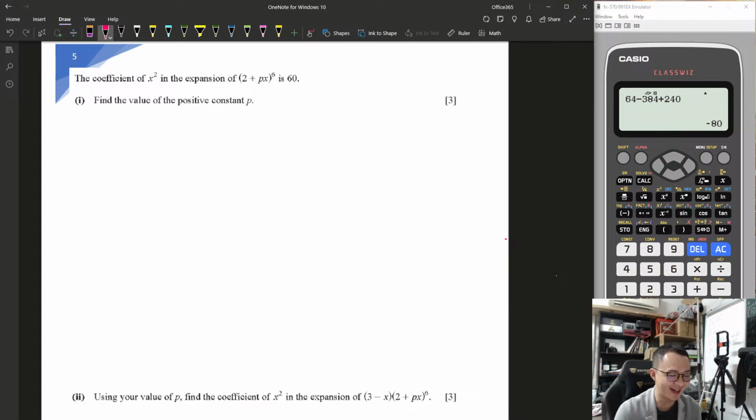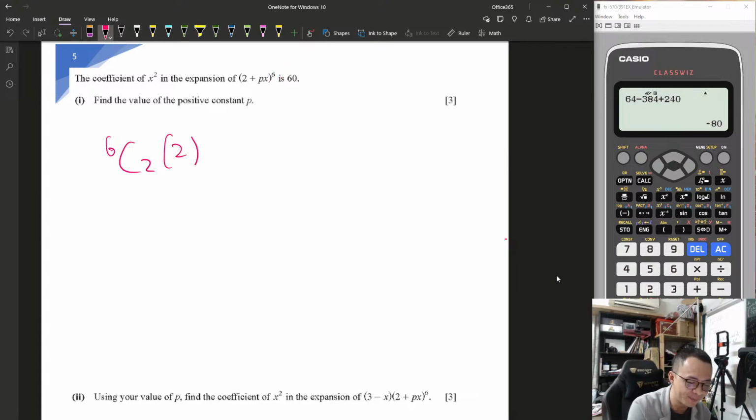Okay, let's check out this question. The coefficient of x squared is 60. Yeah, positive. You can see all the questions are very similar, right? If I want to get the coefficient of x squared, I will do 6C2. Why do I choose 2? Because I want to get x squared. If I want to get x cubed, I will do 6C3. If I want x to the power 4, I will do 6C4. Okay, do you get the idea?